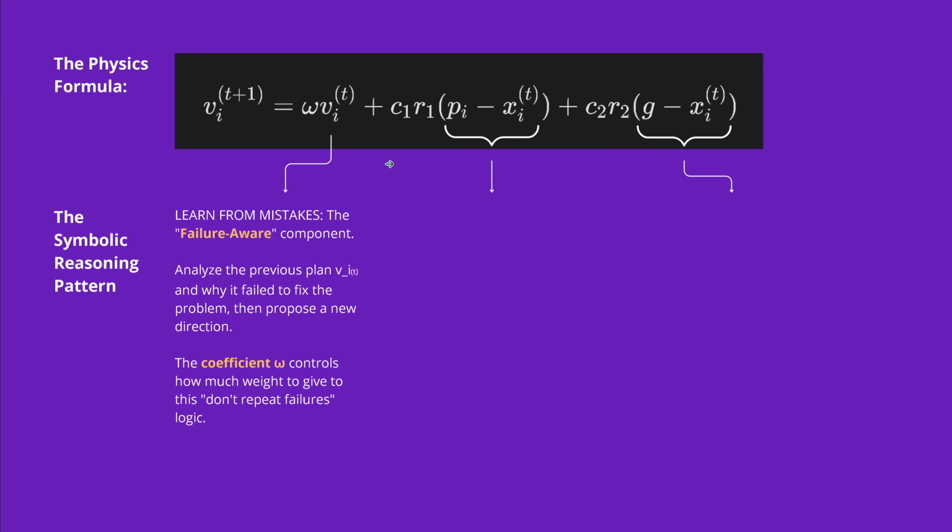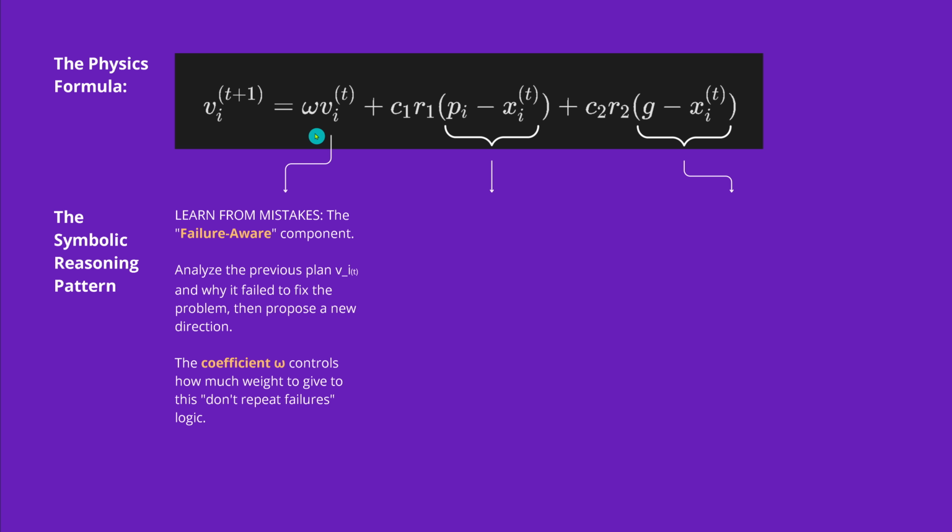So let's see this now in the light of the theorem. The theorem tells us we have three terms. The first is learn from its own mistake. So this is the failure-aware component. Sometimes this term is written just as FI, whatever you like. It analyzes the previous plans and why they failed to fix the problem. Given the execution reasoning traces, it looks at them and says, I think here I made a mistake. So the LLM proposes a new direction, a new element to add.